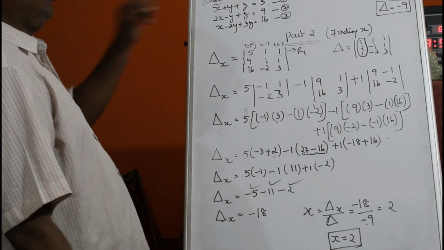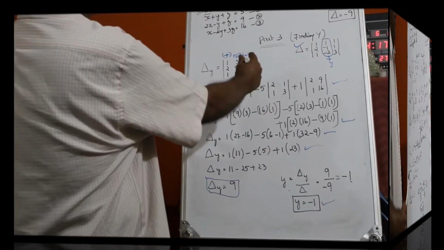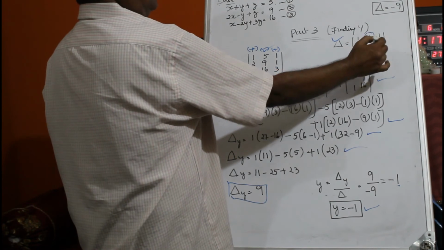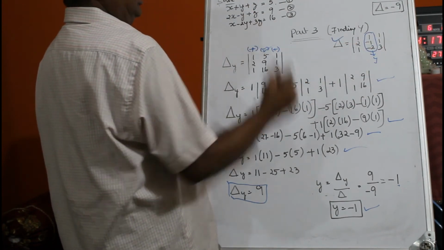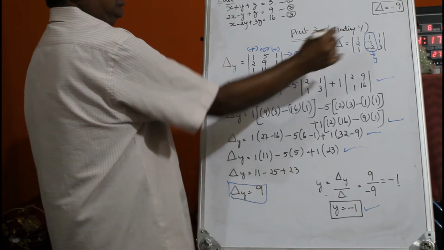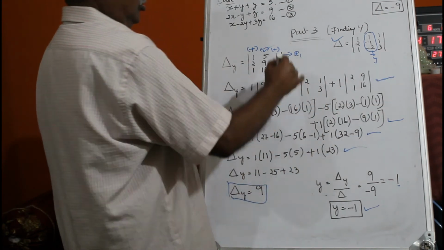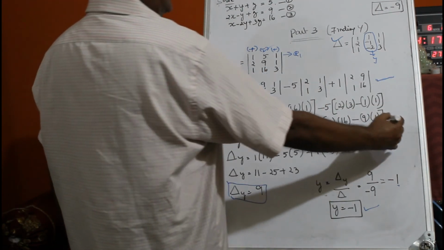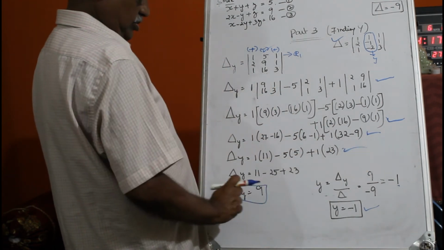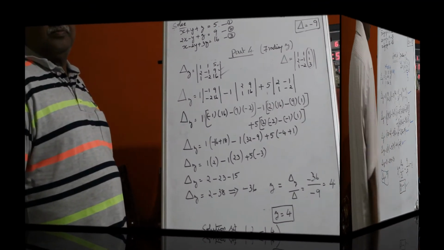Next, part 3 is you have to find y, and part 4 is finding z. Okay, now we will do part 3. Part 3 is finding y, same as x. In the place of the y coefficients, you just replace the constants 5, 9 and 16 and expand along row 1 as you did for x. The same method you follow, you will just reduce into a 2 into 2 matrix, and then you multiply and simplify. You get delta y, and y equal to delta y by delta, you get as minus 1.